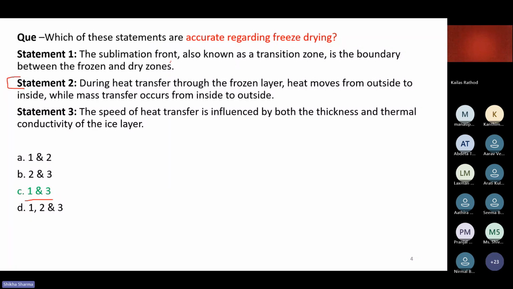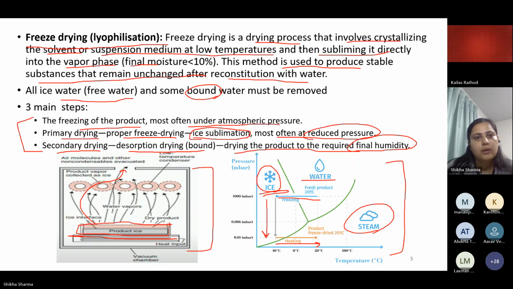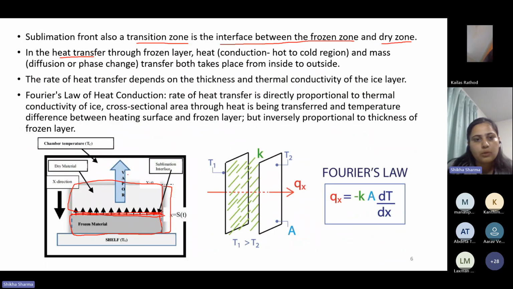So the first option is saying that the sublimation front is also known as the transition zone, and it is the boundary between the frozen and the dry zones, which is correct, right? Because this is our sublimation front between the frozen and the dry zone. So the first option is true.